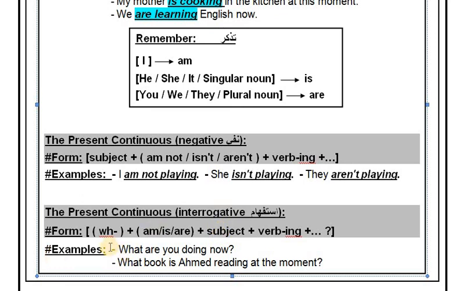Look at these examples please. What are you doing now? Are the verb with ing, doing. The subject here is you. You is a plural, so we use are. The second example. What book is Ahmed reading at the moment?